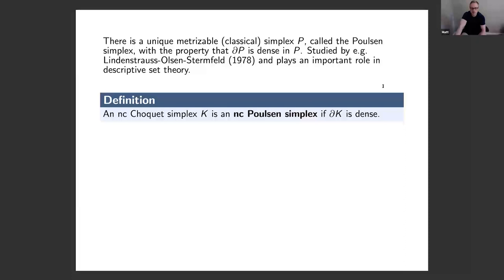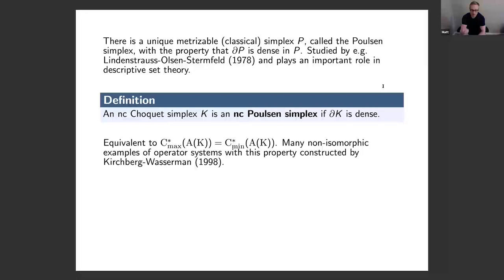In analogy with this, we'll say that an NC Choquet simplex is an NC Poulsen simplex if its set of extreme points is dense. This is equivalent to the maximal C-star algebra of the operator system being equal to the minimal C-star algebra, or C-star envelope, of the operator system. And a paper, actually the same paper of Kirchberg and Wassermann that I mentioned on my previous slide, from 1998, they construct a whole host of examples of operator systems with this property.